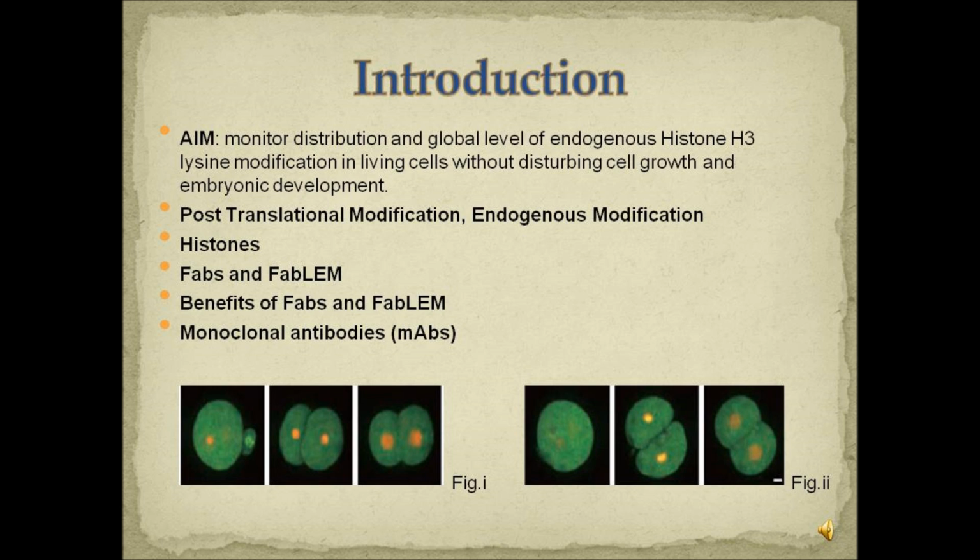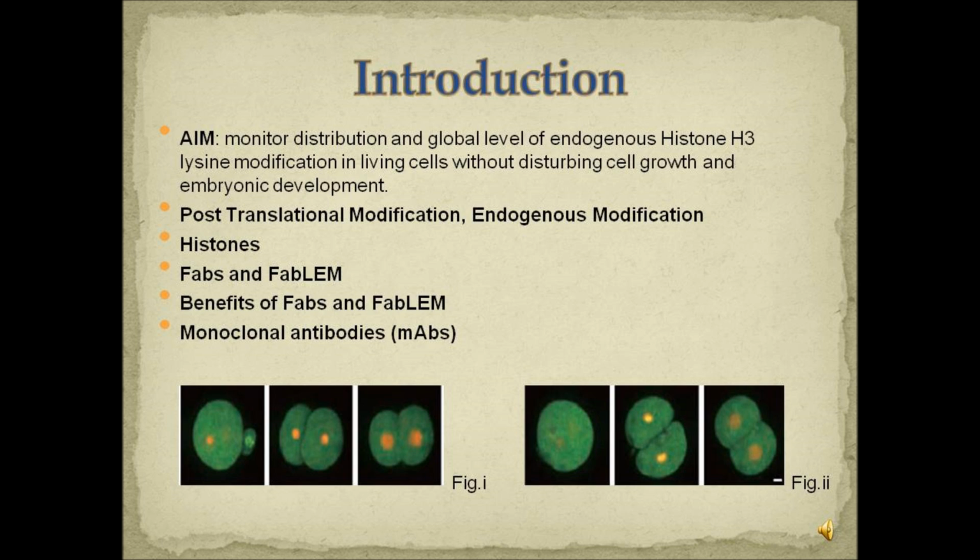In this research, Fabs, Fablem, and monoclonal antibodies were used. Fabs bind to a specific target without causing any disturbance in cell growth and embryonic development. Monoclonal antibodies are specific to only one antigen. Fabs produce distinct nuclear patterns that are characteristic of their target modification.